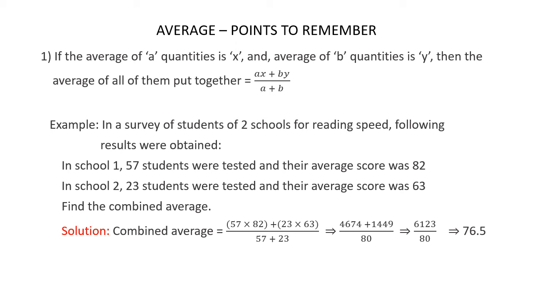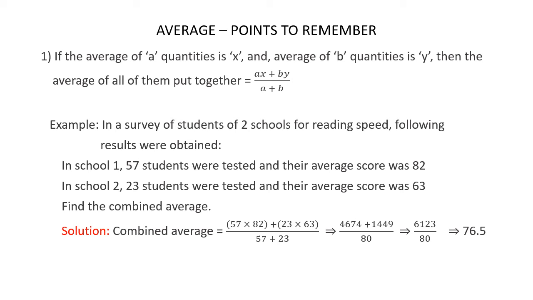Let's look at an example. In a survey of students of two schools for reading speed, the following results were obtained. In school 1, 57 students were tested and their average score was 82. In school 2, 23 students were tested and their average score was 63. Find the combined average. Now you know the formula for combined average is ax plus by divided by a plus b.